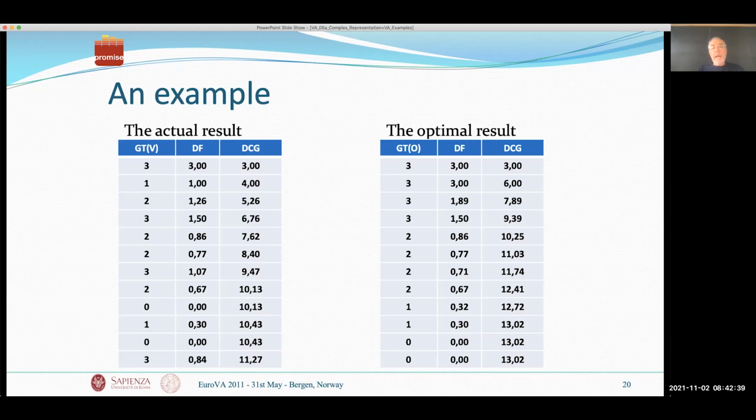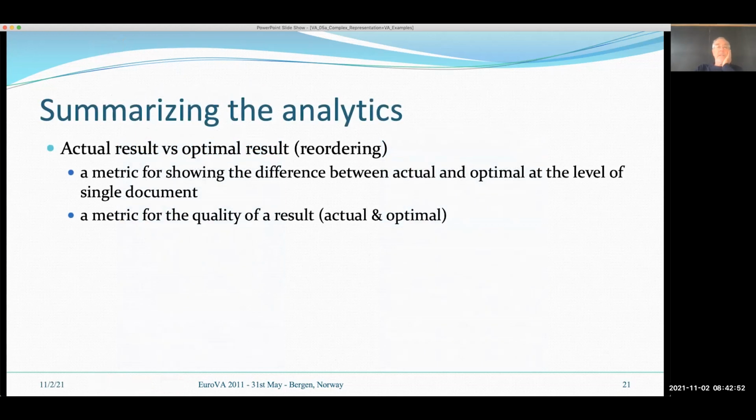And we want to design a visual analytics environment to explore the situation, to see where we have some failure, but how to see this failure visually. And just to summarize the analytics, we are comparing the actual result versus the optimal result obtained by reordering. And we have a metric for showing the difference between the actual and the optimal, and a metric for evaluating the quality of the full result, actual and optimal.